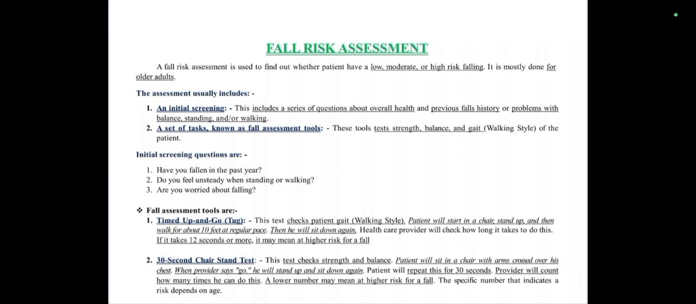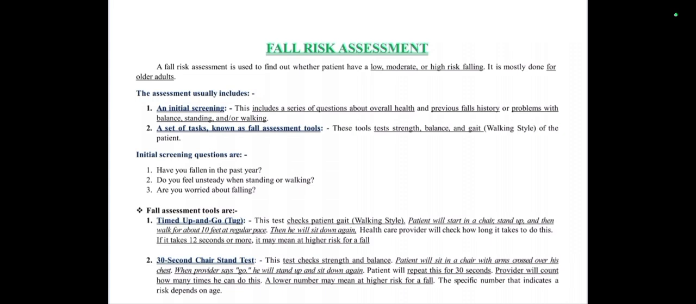The assessment usually includes an initial screening. This includes a series of questions about overall health and previous fall history or problems with balance, standing and/or walking. Then a set of tasks known as fall assessment tools. These tools test strength, balance and gait, the walking style of the patient.